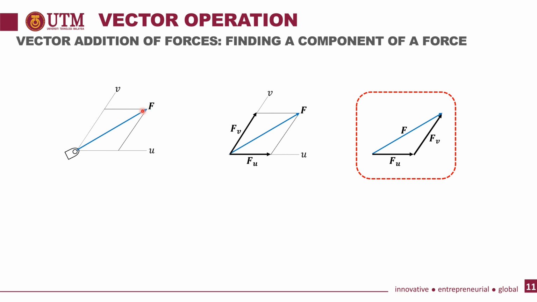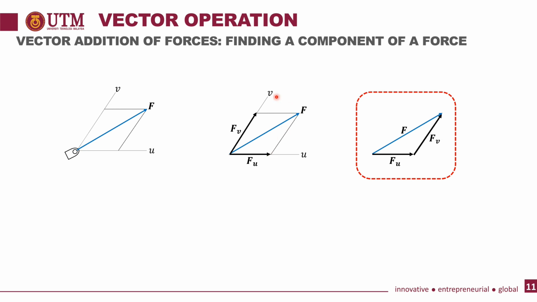Okay, at the head of the resultant force, you draw the parallel line of V, which is indicated here, and then the parallel line of U, which is indicated here. Then you can draw the force which starts from the origin until the intersection of the parallelogram that you have drawn previously. Similar to here for FU, force U.